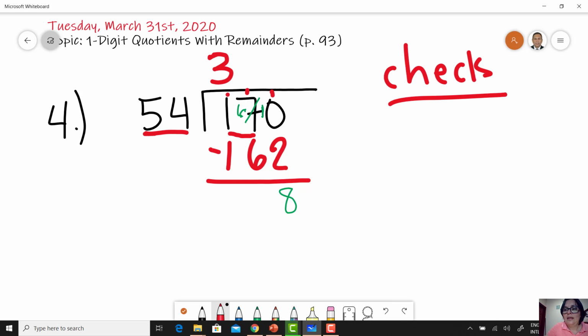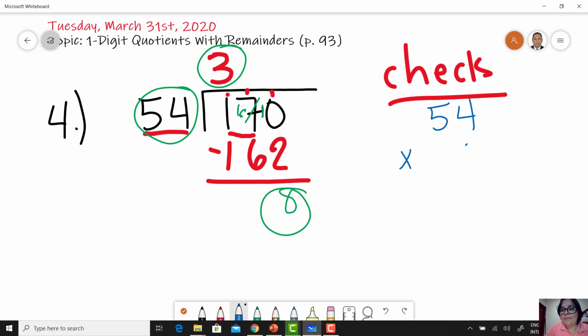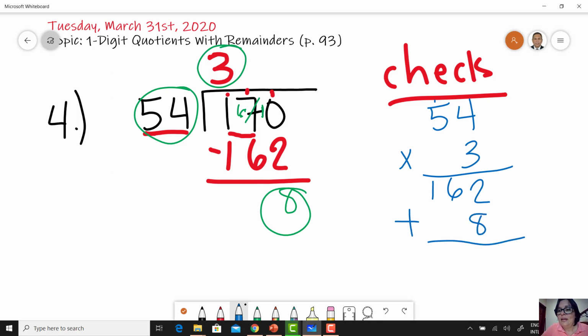So we are going to multiply to do the check. We have to multiply this times this plus this to check. Let's do it. 3 times 54, or 54 times 3, plus number 8, the remainder. 3 times 4, 12. 3 times 5, 15, and 1, 16. Excellent. Now we have to add the remainder, that is 8. 2 plus 8, 10. 1 plus 6, 7. And 1 plus anything, 1. So if you see here, 170 is the same that we have in here, 170. So number 4 is correct. Let's go.